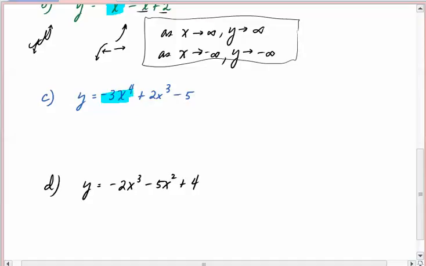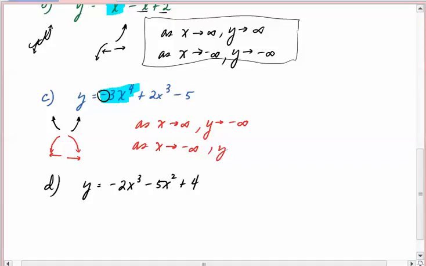Here's our leading term. It's negative, which means that normally the fourth power would do this, but because it's negative, it's going to be one of those that goes like this. All right, so let's take a look at the red and let's write that appropriately. As x approaches infinity, in other words, as we go this way, what happens to the height? Remember, y is the height. The height approaches negative infinity. As x approaches negative infinity, meaning as x goes this way, y approaches negative infinity. Okay, so there's your answer for that one.